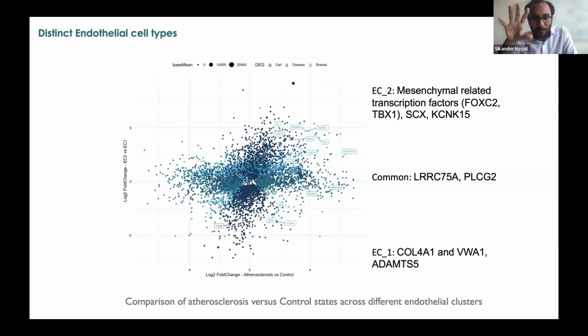What you see here on the top and top right side are genes that are upregulated in endothelial 2 and atherosclerosis, and the bottom right is endothelial 1 and atherosclerosis. On the left, you have the same thing for the control samples. Some of the top hits were mesenchymal-related transcription factors like FOXC2 and TBX1. For endothelial 1, we found some collagen markers and other genes related to fibrosis, like ADAMTS5, present in differential expression in endothelial 1.